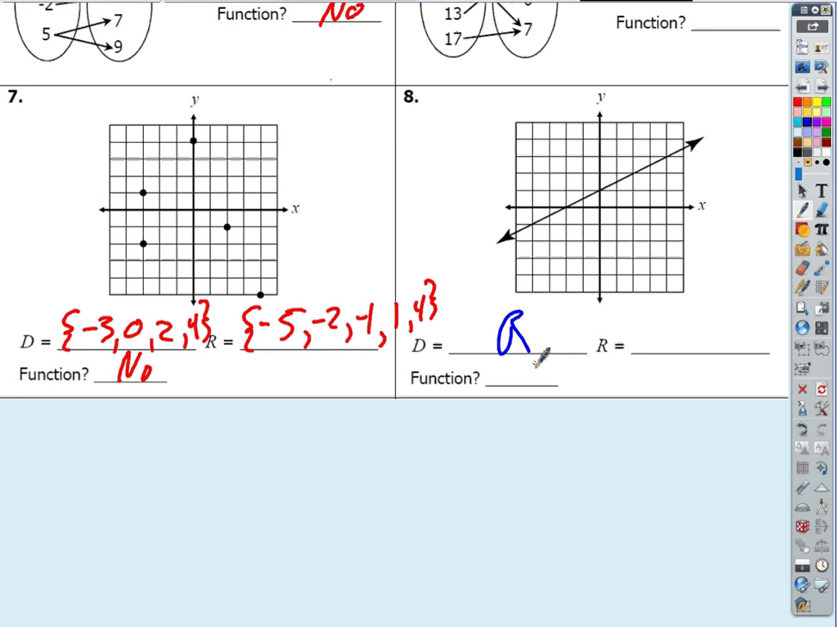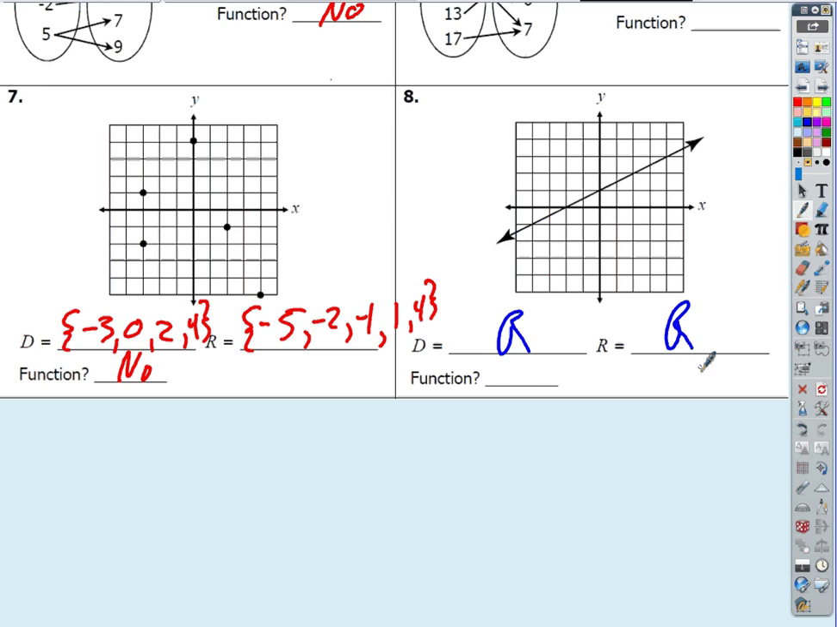Okay, because the line goes forever to the left and the right, correct? So there's no x value that I couldn't input and get back a y value. Agreed? So what would it put? So what's the range? All. Because it goes forever.